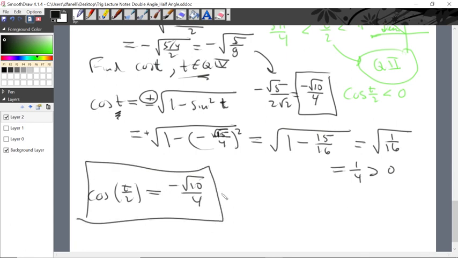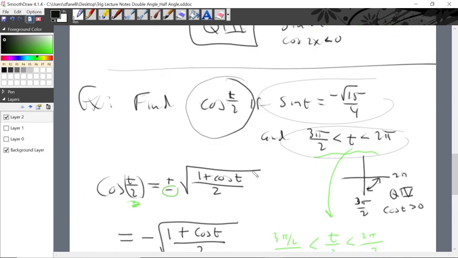It's negative because t over 2 is contained in quadrant 2, where cosine would be negative. And that's the exact value for the cosine of t over 2.